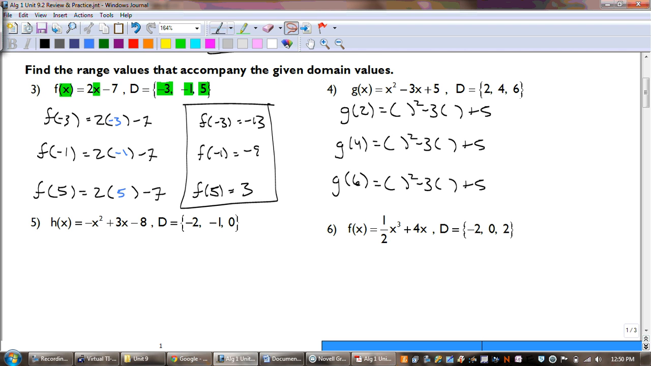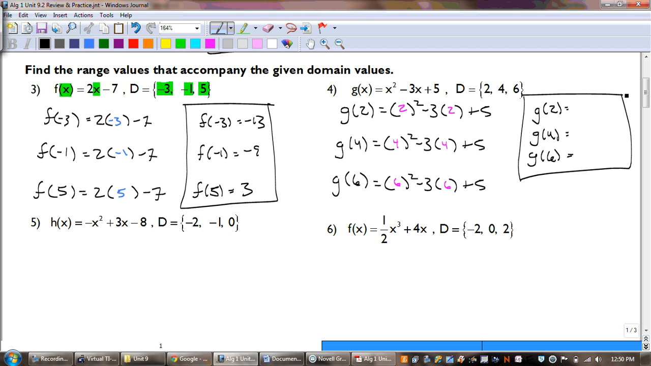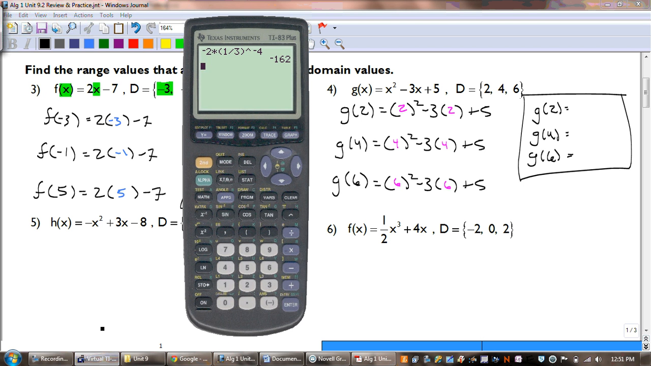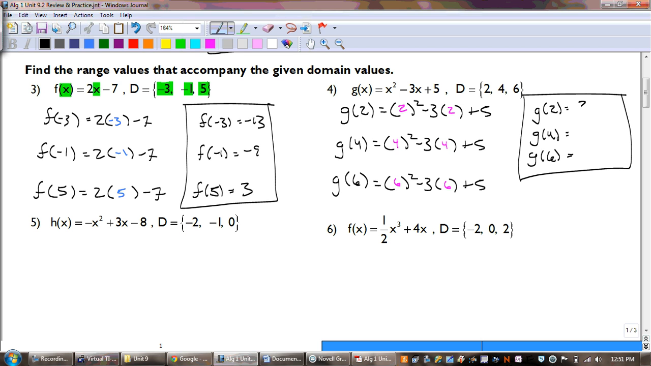Okay. So in our first equation, we're plugging in 2. The second one, we're plugging in 4. And the last one, we're plugging in 6. And when we write our answers, we would say g of 2 equals, g of 4 equals, and g of 6 equals. So I have all of my answers in one place. So we'll go ahead and do a couple of these together. We're doing 2 squared minus 3 times 2 plus 5. And you get 3. So our first answer is 3.